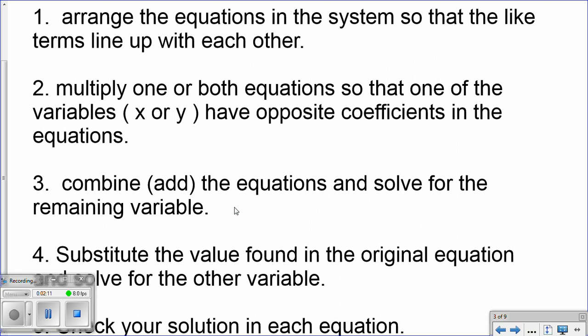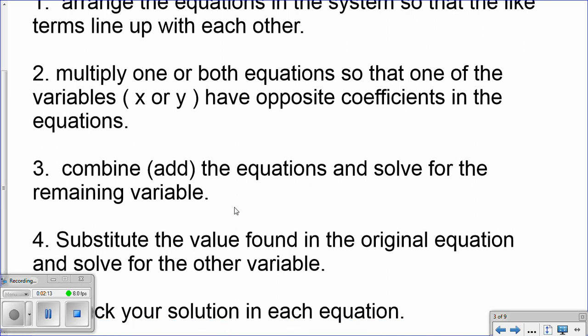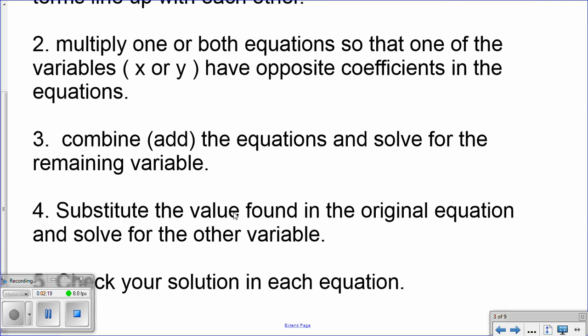Once you have that value for that variable, you plug it back in to one of the original equations and find the value for the other variable. And then step 5 is to check your solution. So just plug it back into the equations and make sure it works for both equations. Or you can go ahead and check it in the calculator if you want. It's up to you.